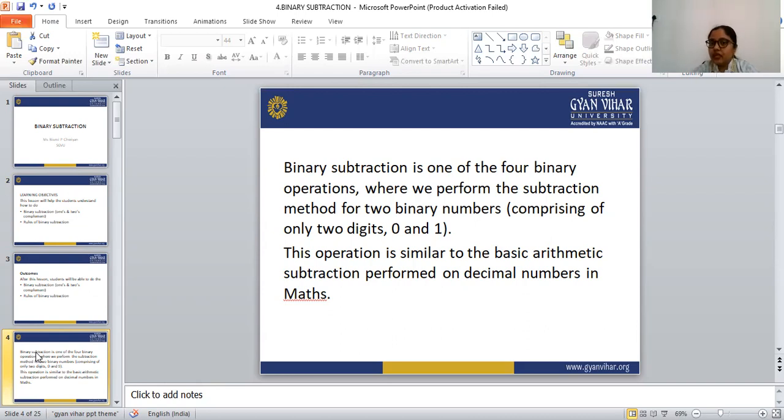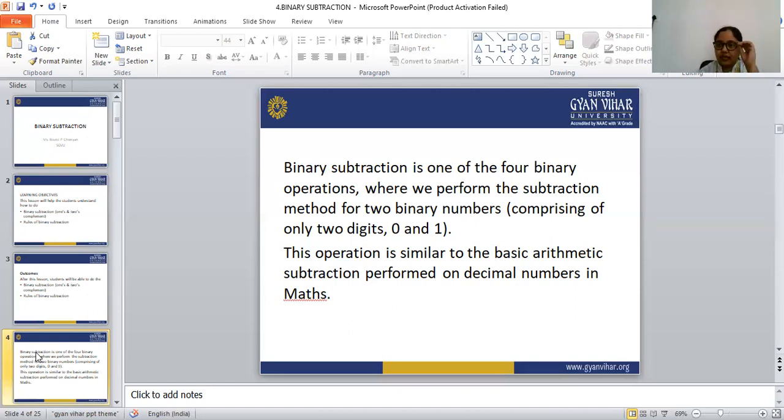Binary subtraction is one of the binary operations, along with binary multiplication, binary division, and binary addition, where we perform subtraction of two binary numbers, only with 0 and 1. That is possible with the help of the binary rules. The operation is similar to the basic arithmetic subtraction performed in the decimal number system in math.